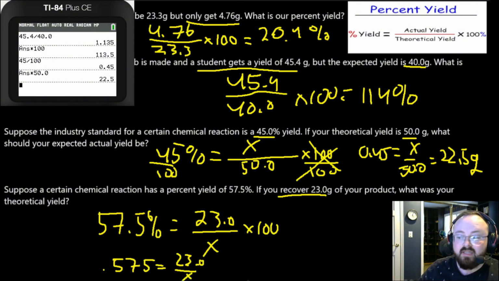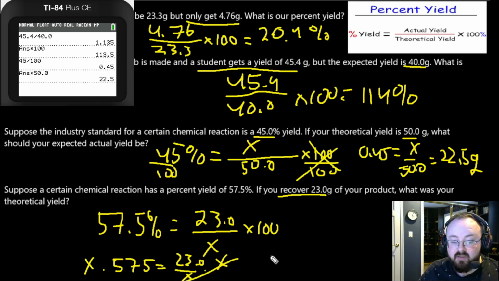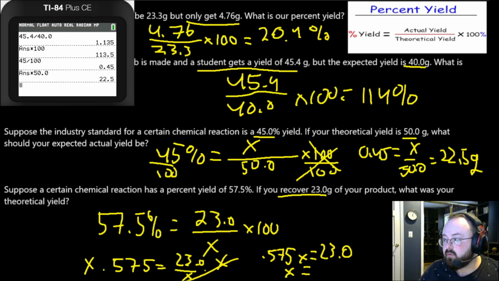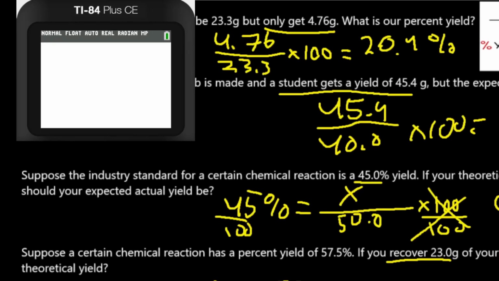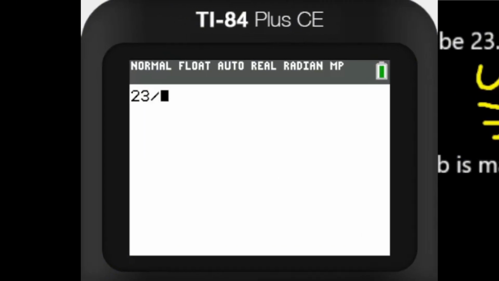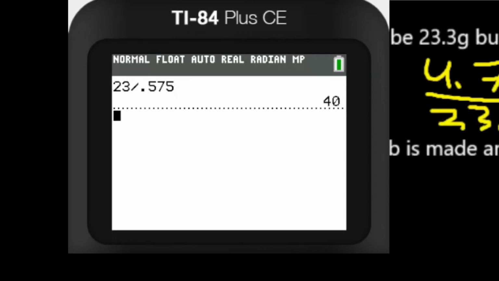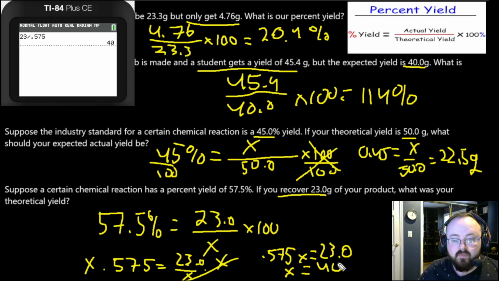Okay, I've done this type of calculation a lot. You cannot multiply by 23. We have to multiply by x to cancel it out. We end up getting 0.575x equals 23.0, and we can solve for this. X equals 23 divided by 0.575, which gives me my final answer right there. We have 3 sig figs, so we should have 40.0 grams as our theoretical yield.